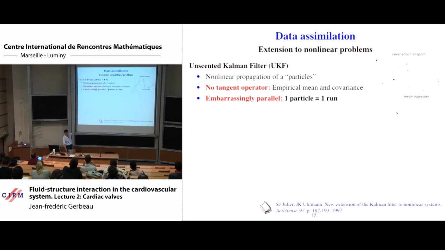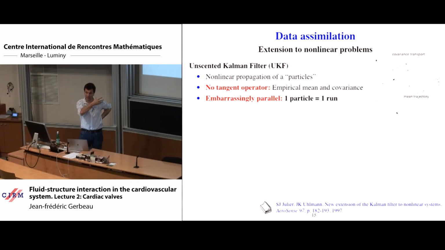So you see the advantages. There is no tangent operator. You do not have to compute the derivative of your problem. Think of fluid structure, it means a lot not to have this to compute. And it's very easy to parallelize. If you have to run 25 particles, you just launch your code on 25 processors, get the solution at the end of the time step, do the average, and that's it.